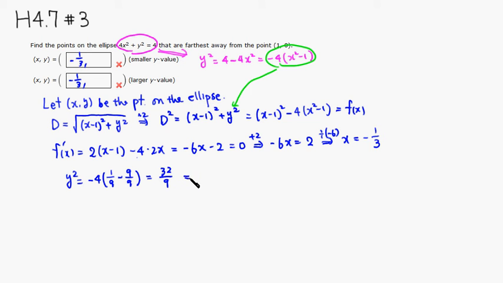So we just take the square root of both sides. y is equal to plus or minus the square root of 32 over 9. What's 32? 32 has 2 and 16, so the square root of 32 is 4 square root of 2, and the square root of 9 is 3. So the smaller y value would be negative 4 square root of 2 over 3, and the other is the positive 4 square root of 2 over 3. Alright, so let's type it in.